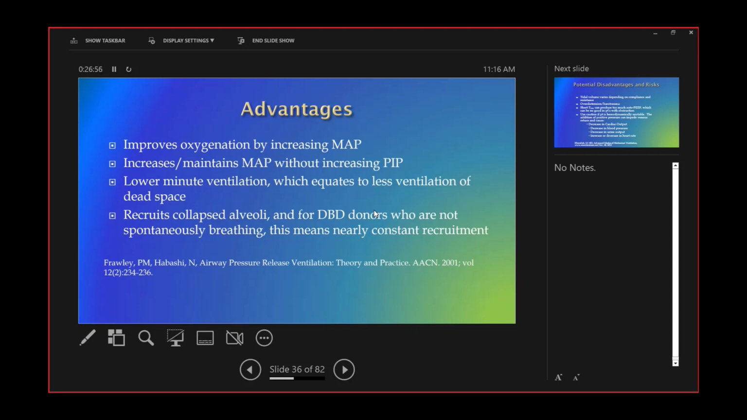In addition to that, you don't have to continue to do recruitment maneuvers because this is a continuous recruitment maneuver in and of itself. You have lower minute ventilation, which equates to less ventilation to dead space, and you recruit collapsed alveoli, and for neurologically deceased donors, that means you're almost doing constant recruitment.